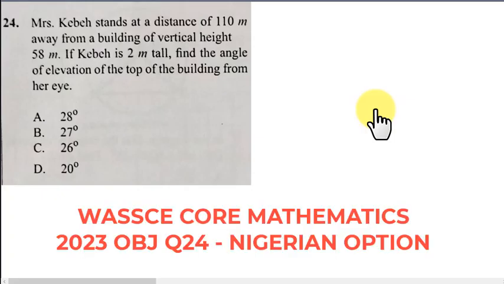In this video, we'll look at the WASSCE 2023 General or Core Mathematics, the Nigerian paper objective question number 24.